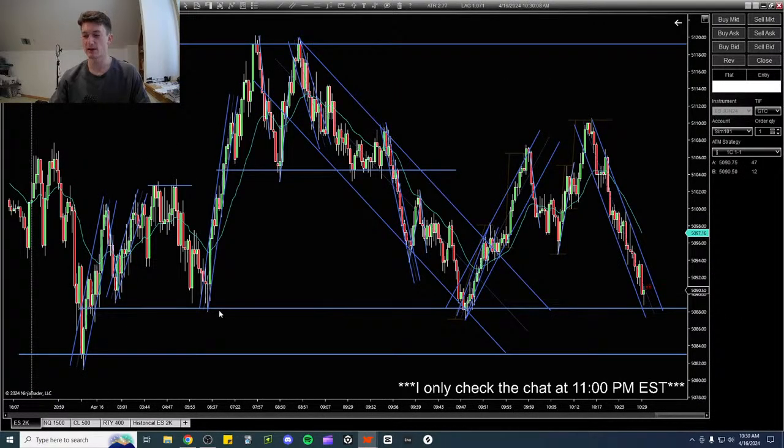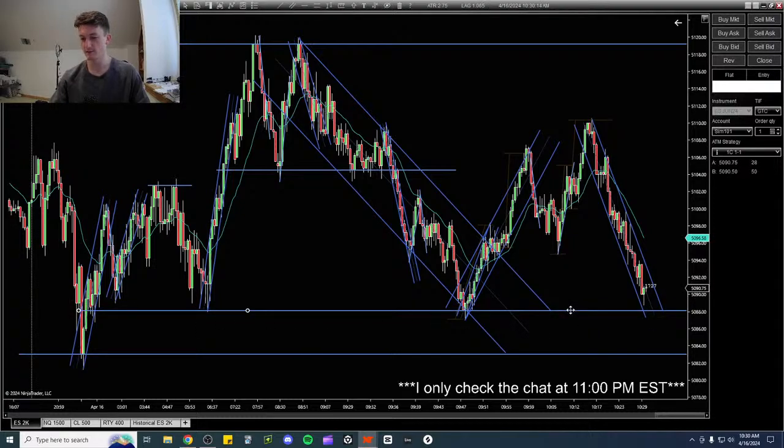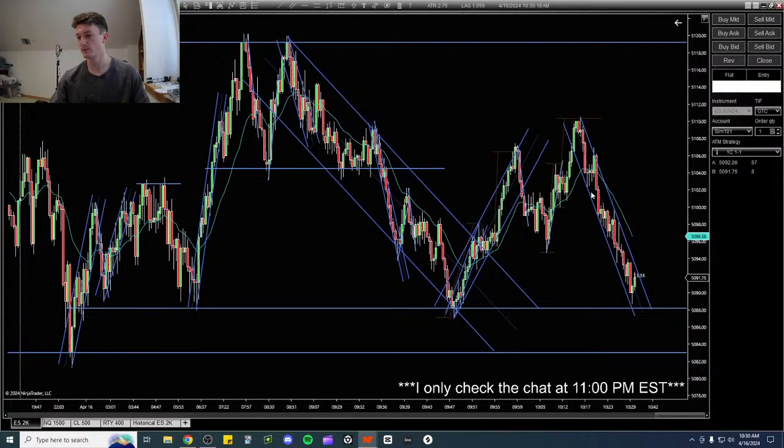The ES is coming down and touching this support, or almost touching this support, which makes me a little bit more hesitant to take a short, but still a possibility. This is a pretty strong downtrend here, so if we get a nice two legs back, then I'll probably look to take that.